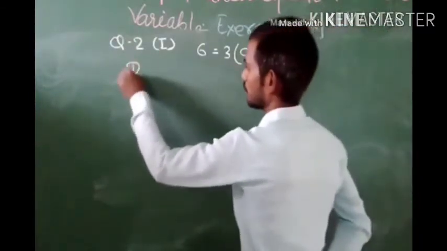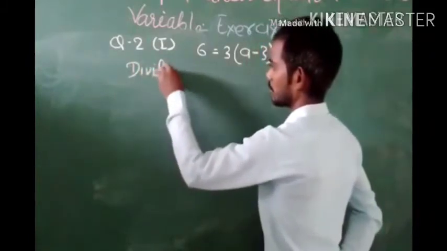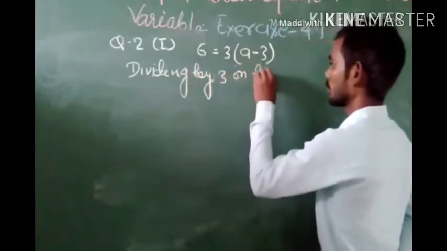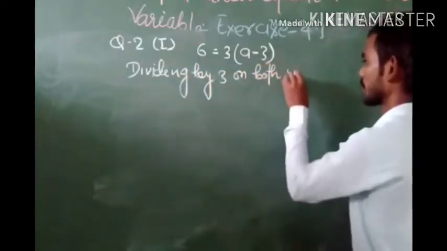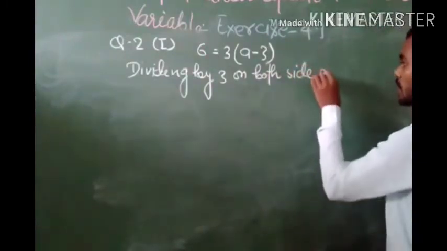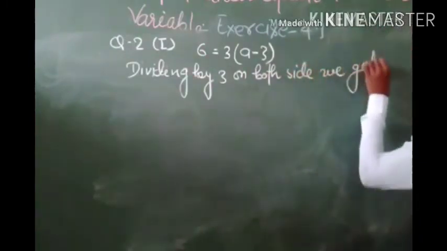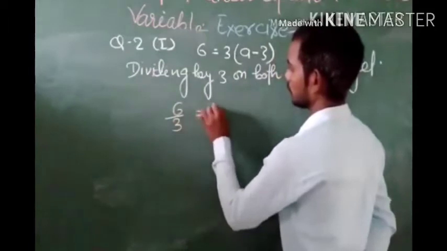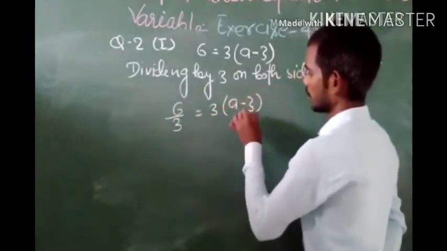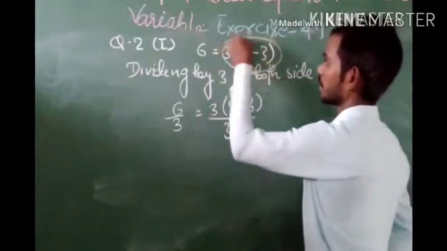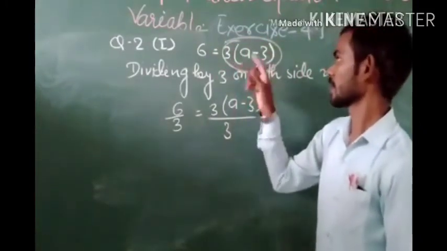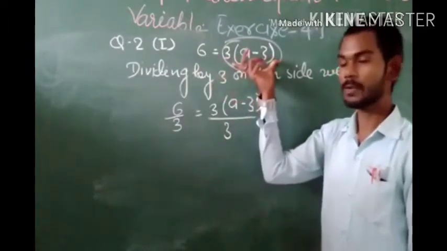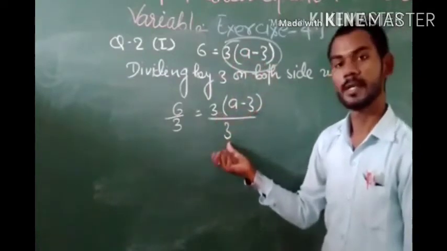So, dividing by 3 on both sides, we get 6 upon 3 is equal to 3 times a minus 3, upon 3. This is a single quantity because a minus 3 is the whole multiplied by 3. That is why this is the single quantity. So it becomes divided by 3 like this.